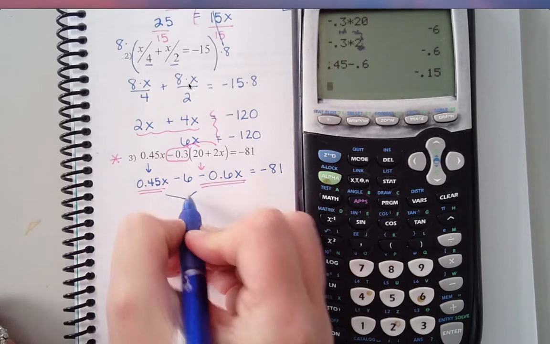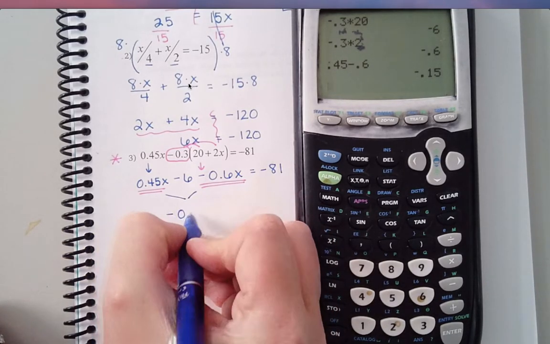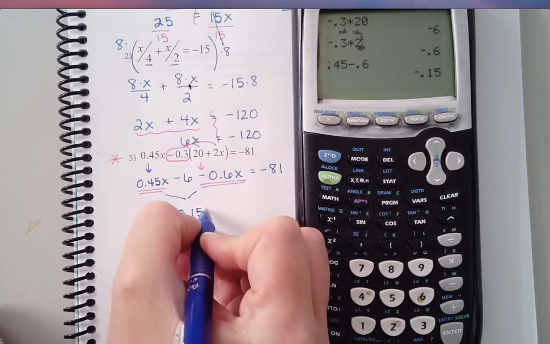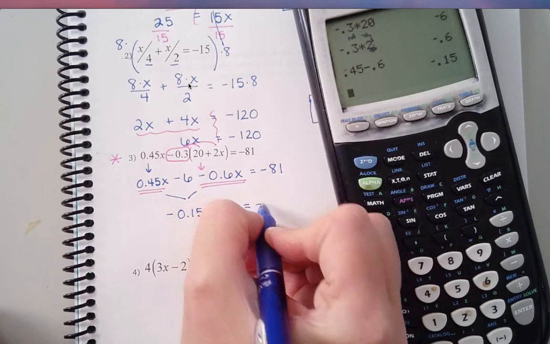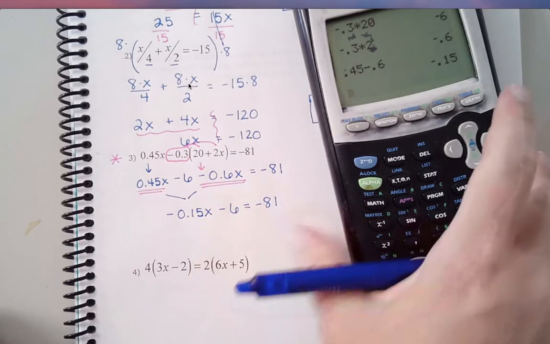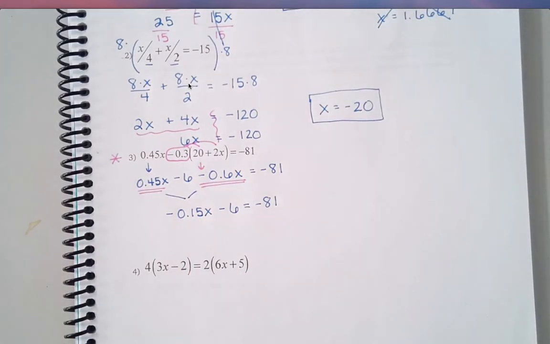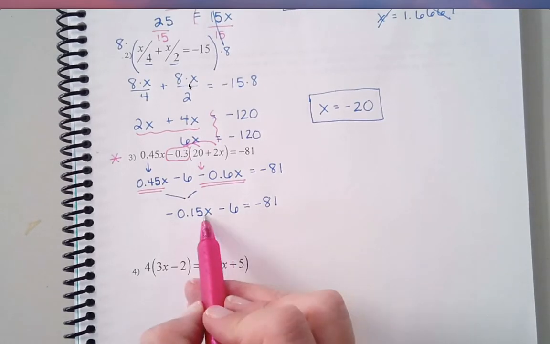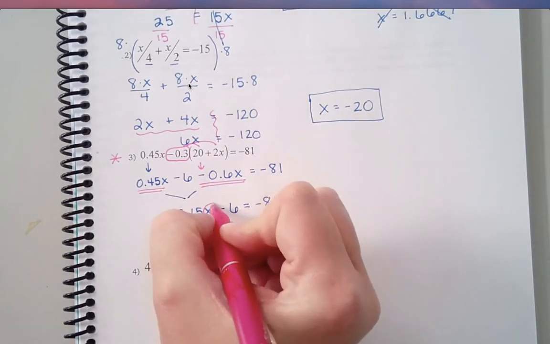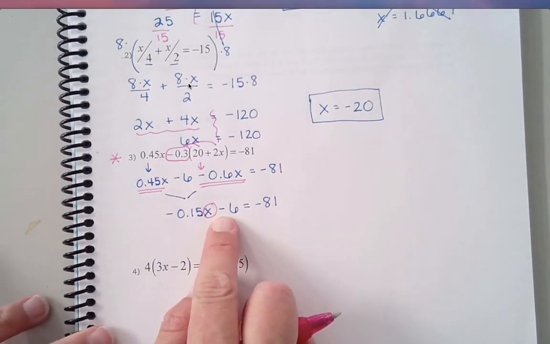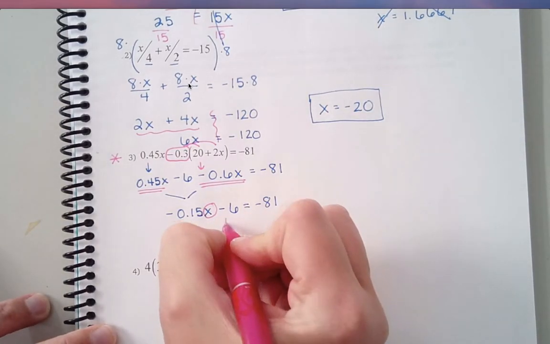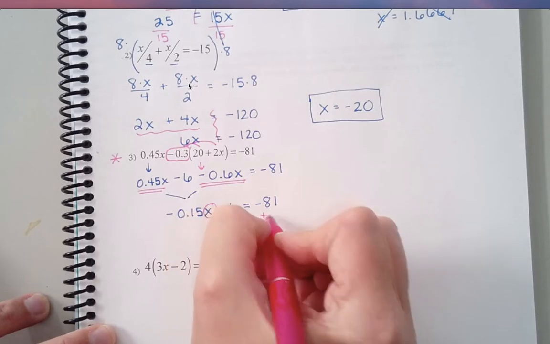So these two together make negative 0.15, and that's with an x on it, minus 6 equals negative 81. Okay? And now it's just a matter of moving numbers away from this x. So the x is what we're trying to get by itself, right? The first thing I'm going to move out of the way is this minus 6, and I'm going to move it with a plus. So I'm going to go plus 6 and plus 6.